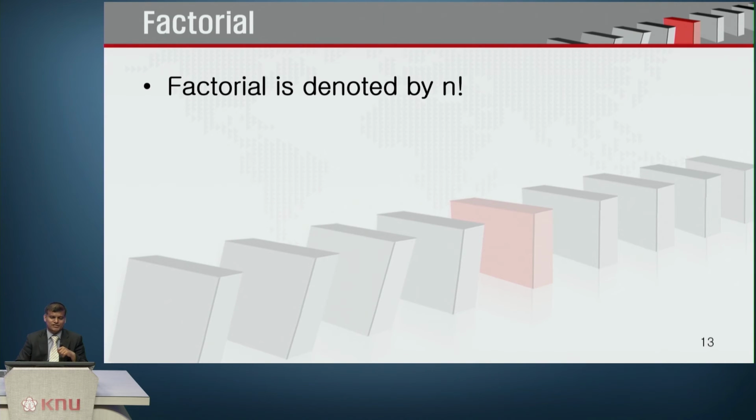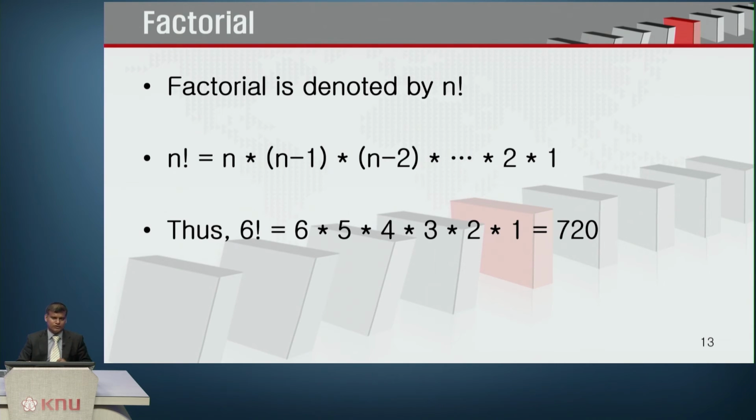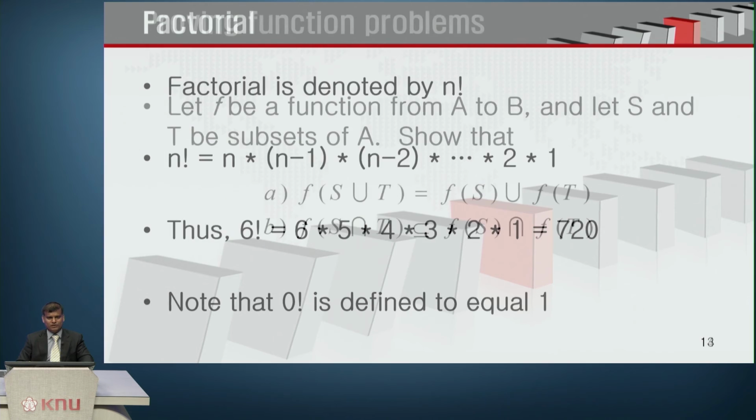Factorial is denoted by n factorial. In fact, factorial can also be defined by means of a function. So n factorial equals n times n minus 1 times n minus 2 times, and so on, down to 2 times 1. So 6 factorial is 6 times 5 times 4 times 3 times 2 times 1, that is 720. So note that 0 factorial is defined to equal 1. That's an interesting part as well.